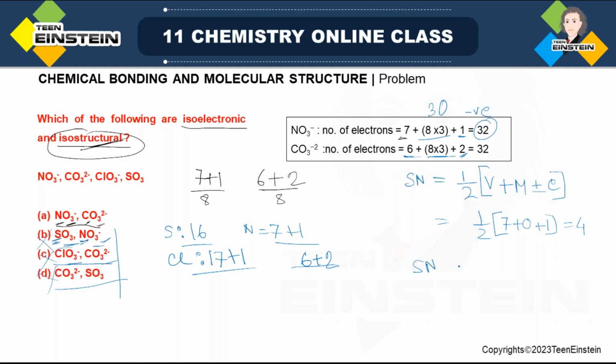Okay, then what about carbonate? For valence, the central atom is carbon, so it is 6. Then the number of monovalent atoms is not present, so this is also giving the same steric number. When the steric number is the same, obviously the structure will be alike. That is the reason they are also isostructural. So the correct option is the first option.